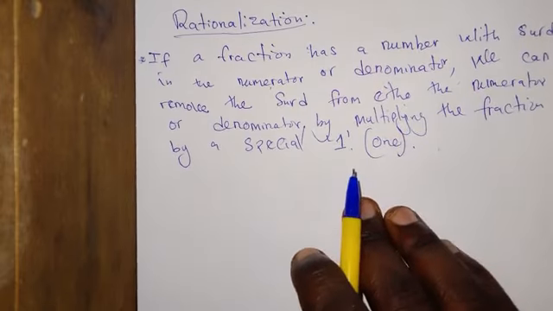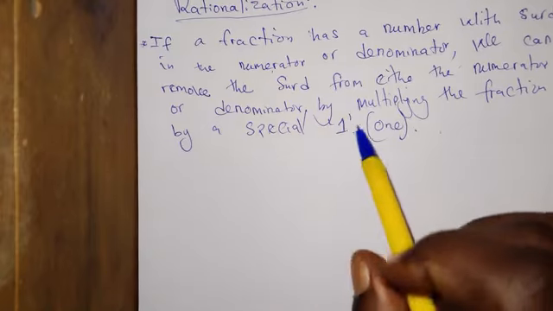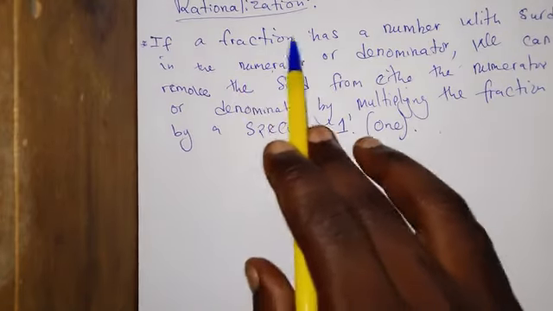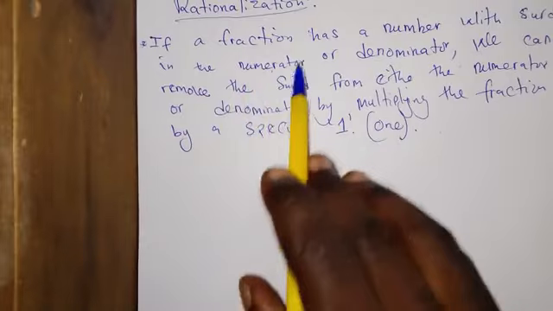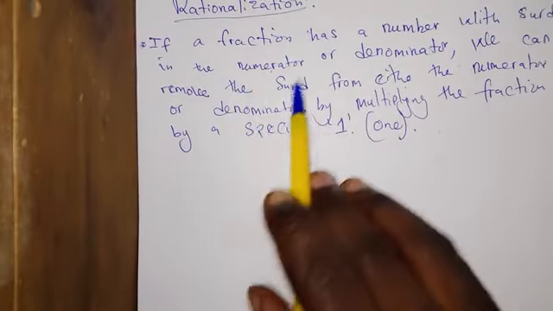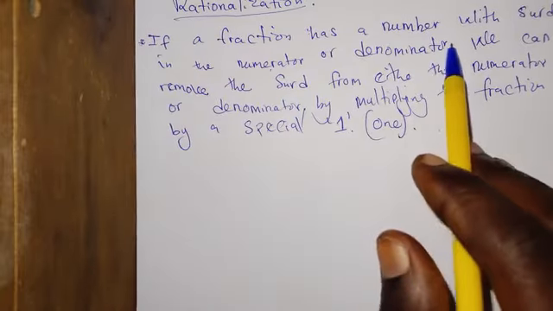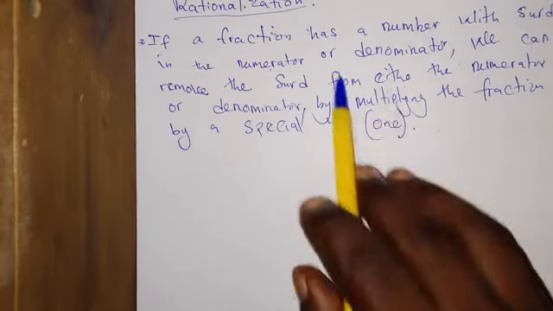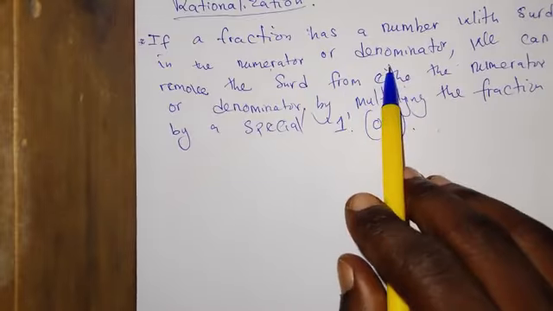Once you remove that surd or radical from the numerator, we simply say that the fraction is rationalized. So if you remove the surd from the numerator, we are simply saying that we have rationalized the numerator. If you remove the surd from the denominator, we are simply saying that you have rationalized the denominator.